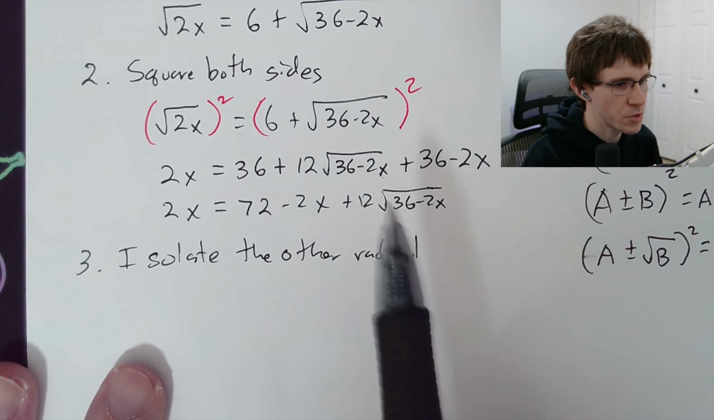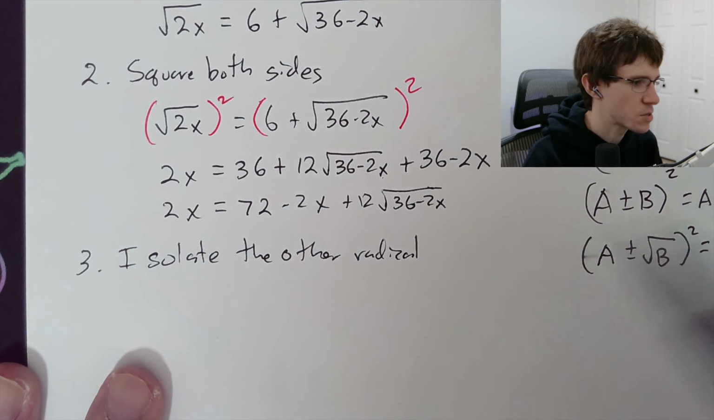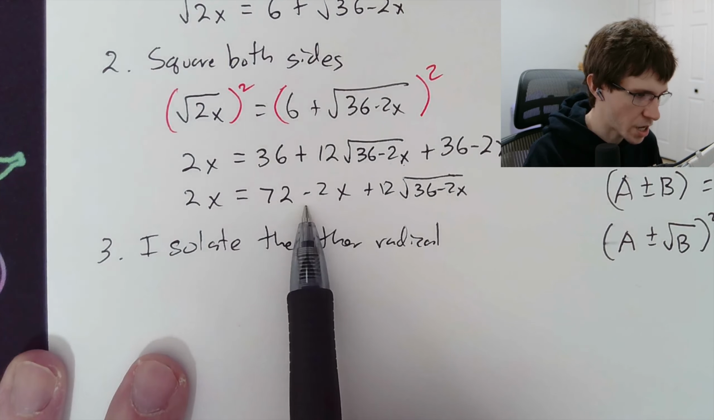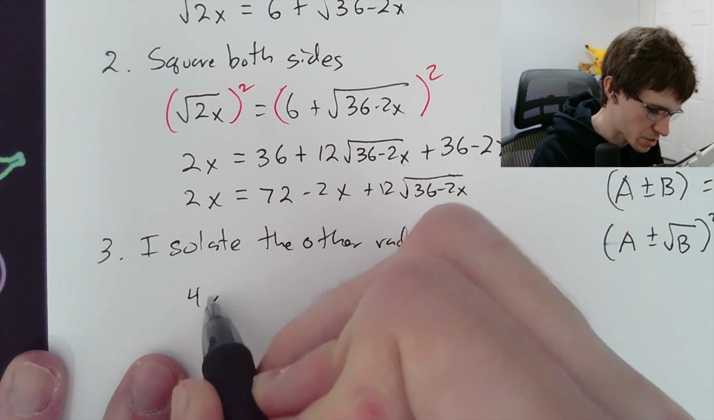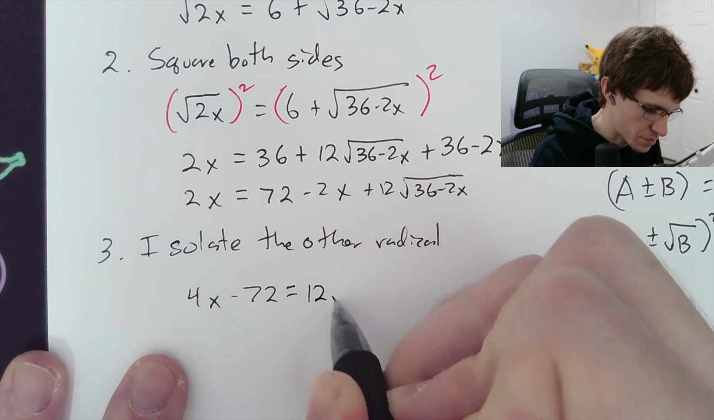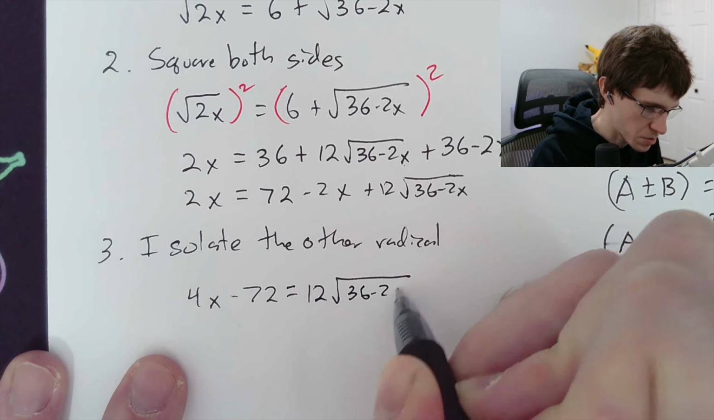So you're isolating the other one, which means we need to get this guy by itself here. So we're going to go ahead and move everything to the other side of the equation. Yet again, we're going to add the 2x to both sides to get 4x. We're going to subtract 72, and that is going to equal 12 square root 36 minus 2x.